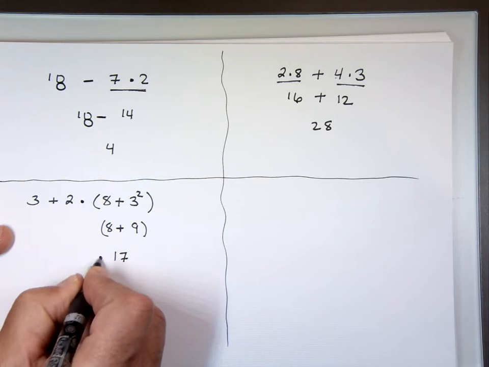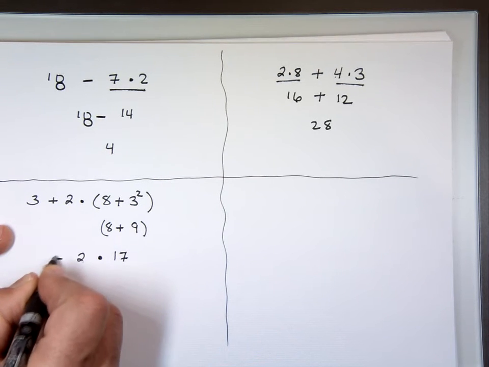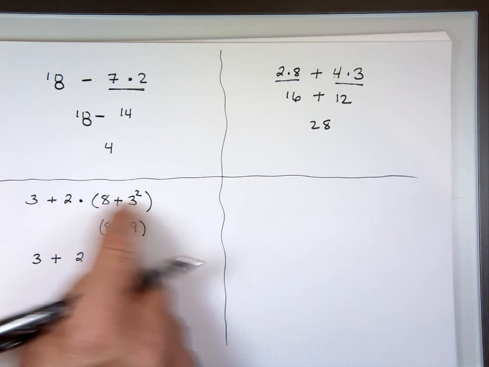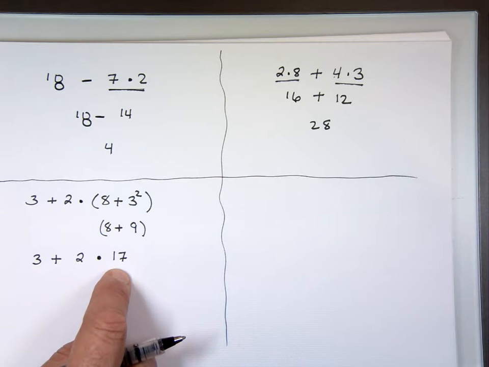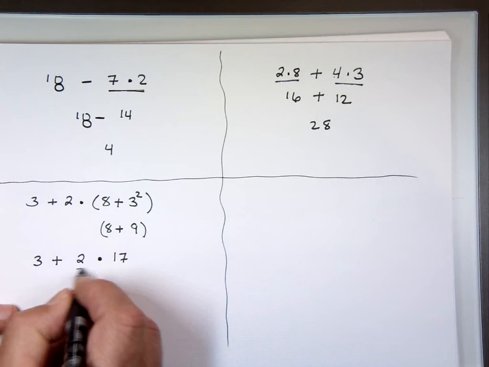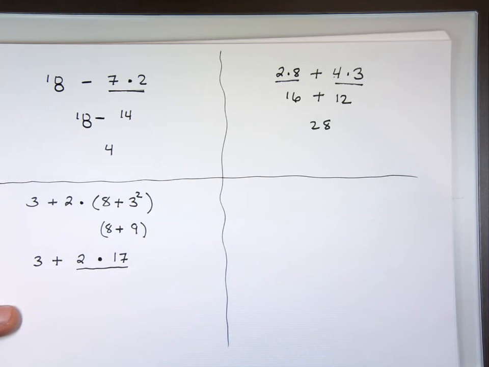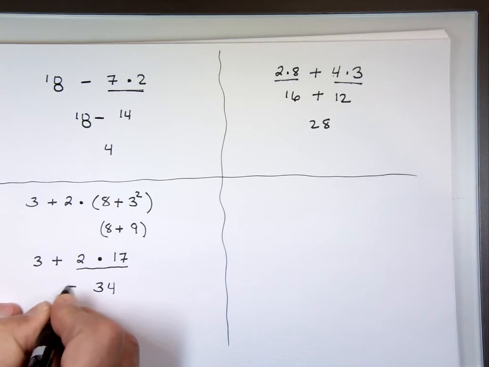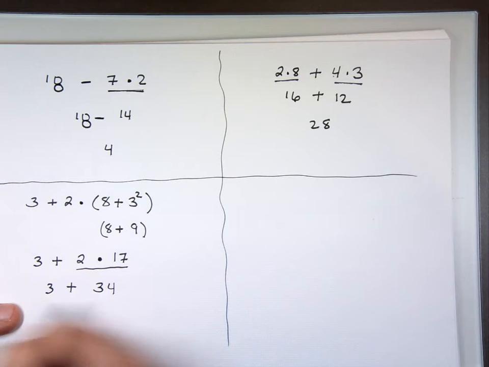Here's the times. There's the 2. There's the plus. There's the 3. So I'm replacing what's inside the parentheses with 17. Now do this one. 2 times 17, which is what? 34. Add to it the 3. What's 3 plus 34? 37.